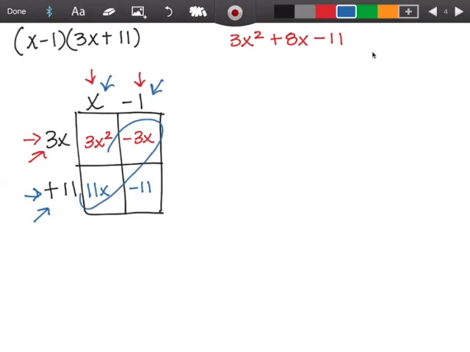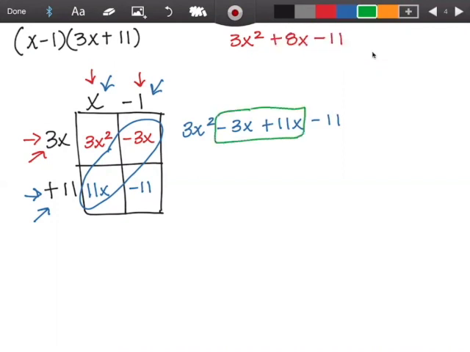Our diagonals here are going to be like terms, so I'm going to rewrite it. 3x squared minus 3x plus 11x minus 11. These are like terms, so now we're left with 3x squared. Negative 3x plus 11x will give us positive 8x. Bring down my negative 11, and voila. So that means this is the correct answer. Boo-yow.